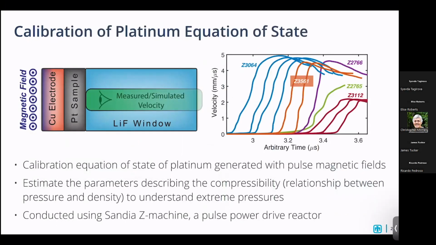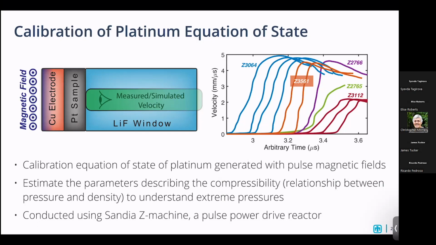So now we're going to look at calibration of platinum's equation of state, where the experiment was done using pulsed magnetic fields. This was conducted here at Sandia using the Z machine. The Z machine is actually the largest pulsed power drive reactor in the world. When the Z machine runs, it generates more electric and magnetic power than anywhere on the planet in a small fraction of a second.